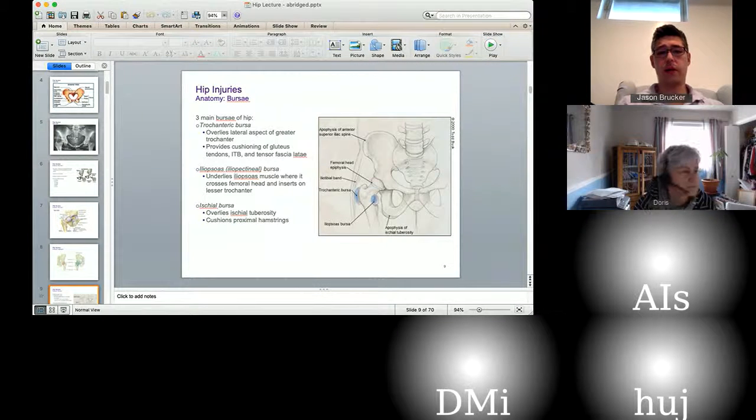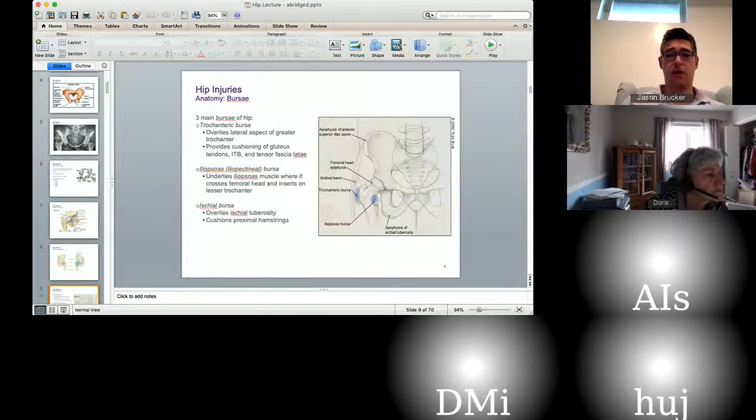Now, in contrast, bursitis is not in the joint itself, but rather irritation of these various fluid-filled sacs. There are three bursa of the hip: the trochanteric bursa, the iliopectineal bursa, and the ischial bursa.